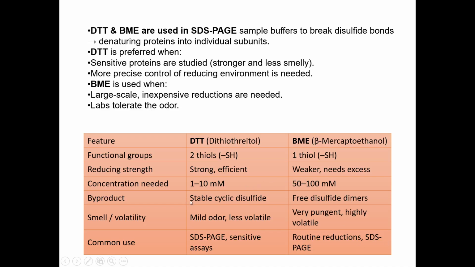Then the byproduct of DTT is a stable cyclic disulfide. The byproduct of BME is, however, free disulfide dimers. And volatility and smell: DTT has a mild odor and it is less volatile. BME is very volatile and is very pungent and very smelly. DTT is commonly used in SDS-PAGE and sensitive assays. BME is used in routine reductions and also in SDS-PAGE.